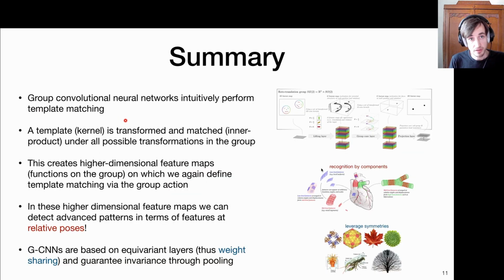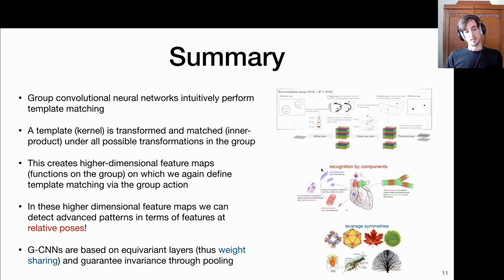Okay, so here's a summary. So group convolutional neural networks intuitively perform template matching, right? Where a template or a kernel is transformed and matched using the inner product under all possible transformations in the group. And this generates higher dimensional feature maps or functions on the group on which we can again define template matching via the group action. So we add an axis that encodes the local pose, let's say, of the feature. And now in these higher dimensional feature maps, we can start detecting patterns in terms of features at relative poses. And this relates to the idea of recognition by components, right? That we touched upon in the previous video.